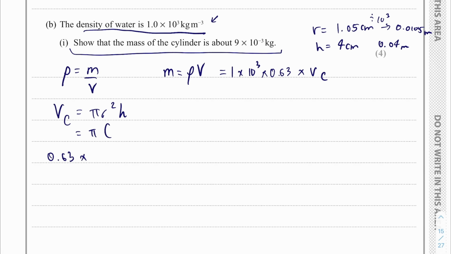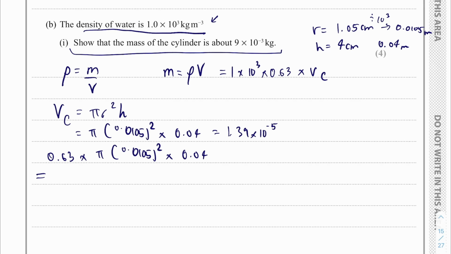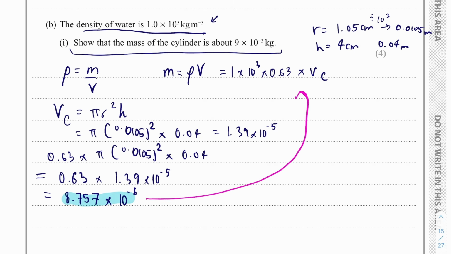So let's work out this 0.63 times VC. VC is pi times 0.0105 squared multiplied by 0.04. This is 1.39 times 10 to the power of negative 5. And same thing here, 0.63 multiplied by 1.39 times 10 to the power of negative 5 gives us 8.757 times 10 to the power of negative 6. We input this value over here to find the mass.